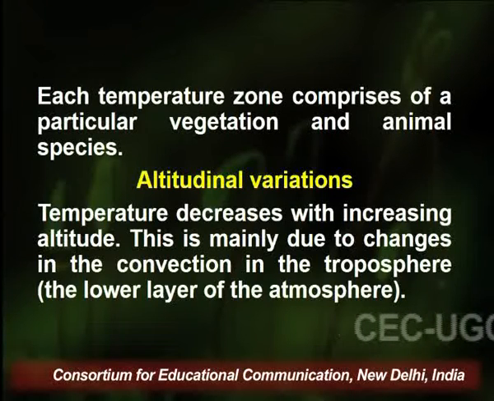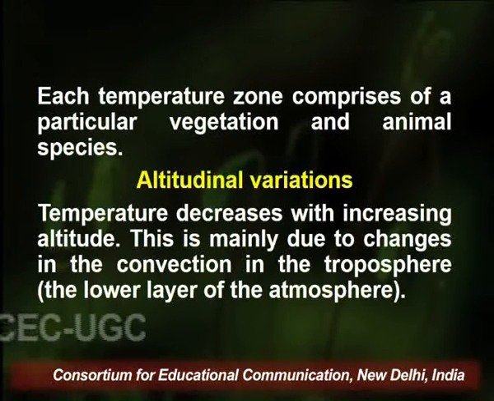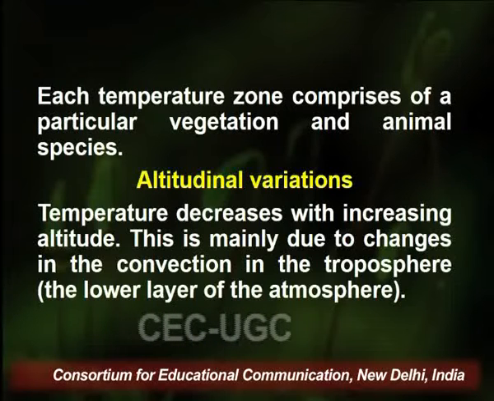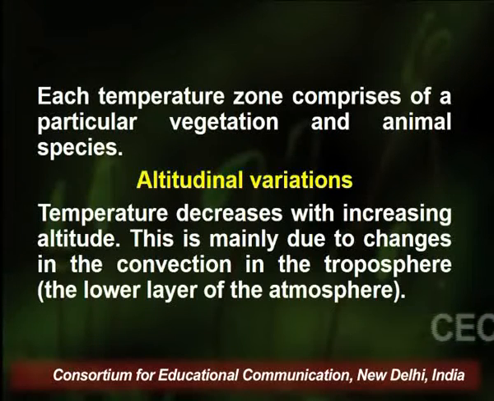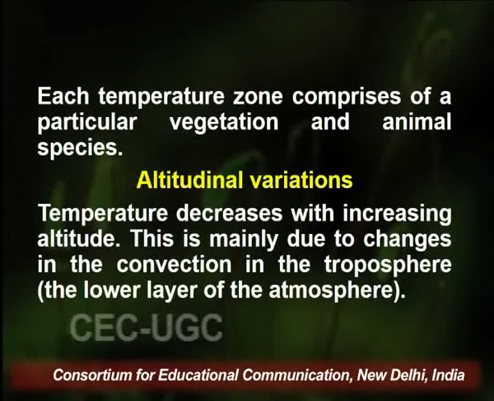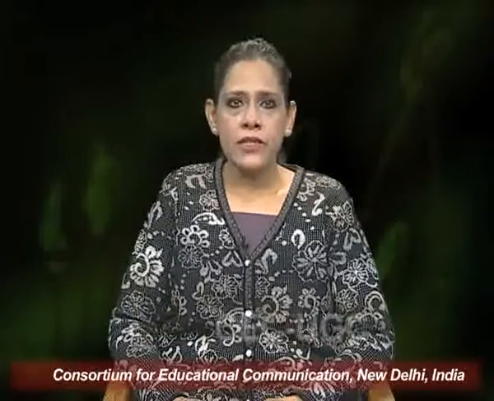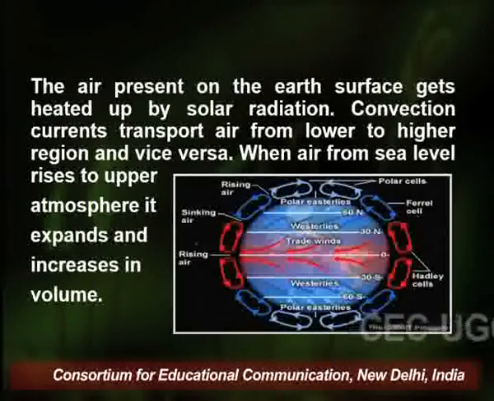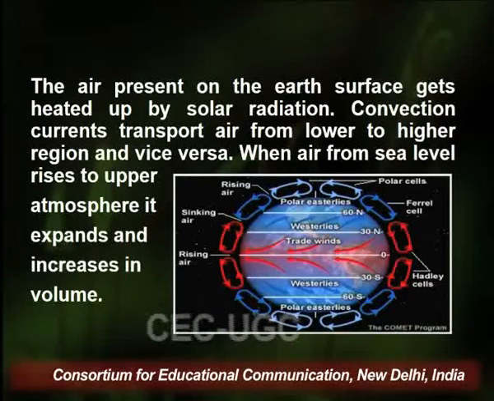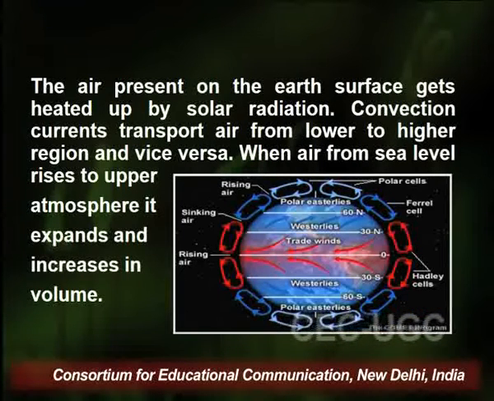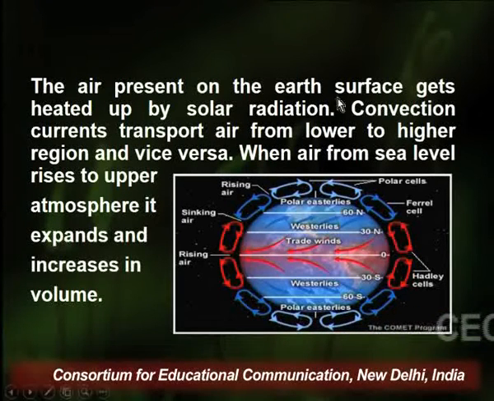Now, let's move on to the altitudinal variations. Temperature decreases with increasing altitude. We all know that. This is mainly due to changes in the convection of the troposphere. The troposphere is the lower layer of the atmosphere. In this slide you can see the air present on Earth's surface gets heated up by solar radiation. The convection currents transport air from the lower to the higher region and vice versa.